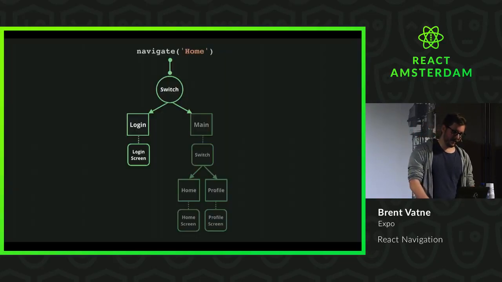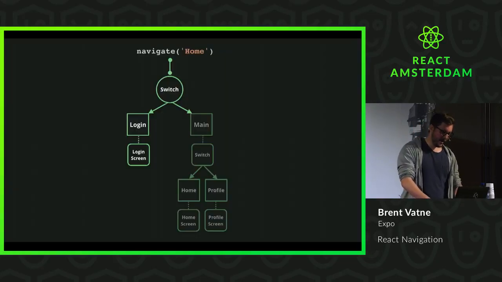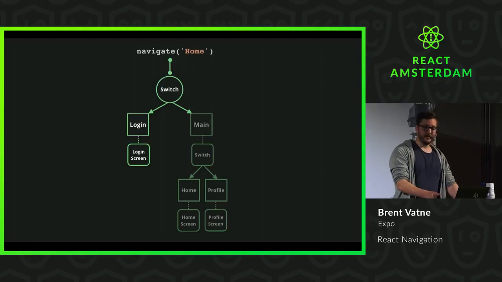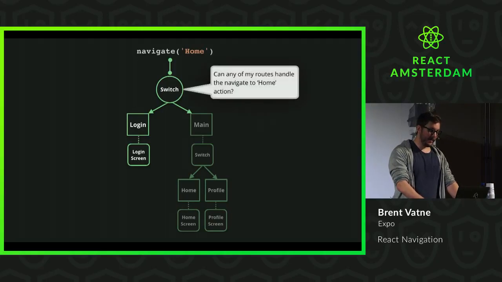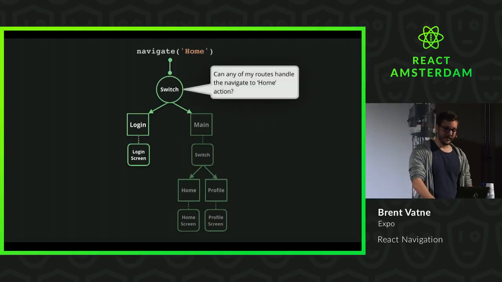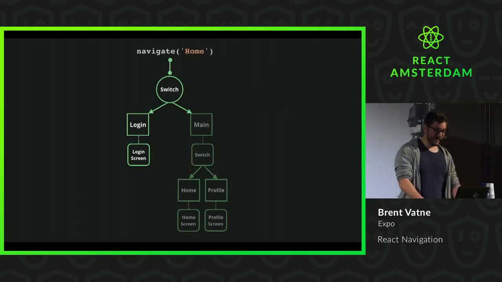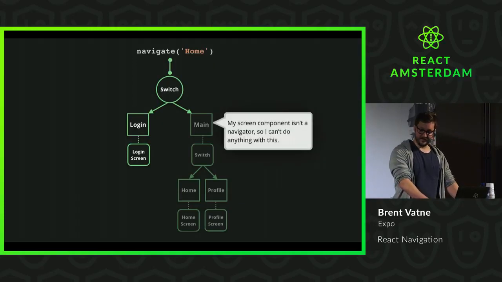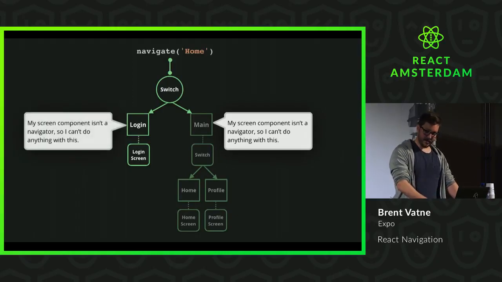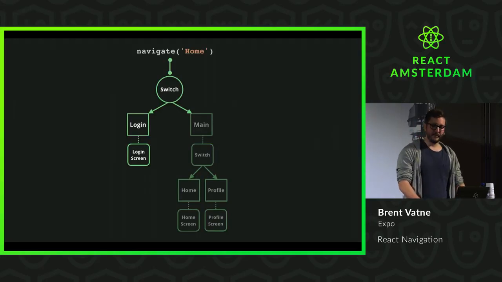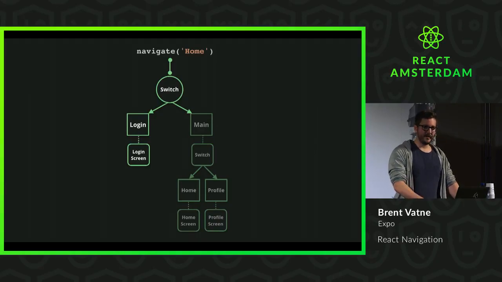And the reason why that is, essentially the root navigator tries to find another navigator that's capable of handling this action. So it says, hey, can any of my routes handle this? No, they cannot. The screen component, in this case, is not a navigator for either of these. And so it bubbles back up to the switch. And the switch says, well, yeah, I don't have any routes by this name, and so there's nothing I can do about it. And it just returns, and the state remains the same.